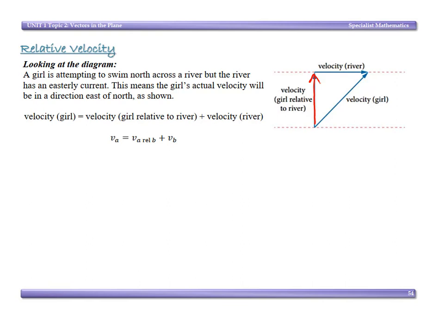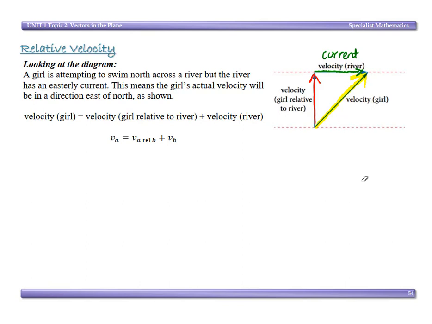So the girl relative to the river. Unfortunately, there's a current, and the current is an easterly current, so it's coming from the west going towards the east. So this is the current. So if you think about this, if you're trying to go to the north and you've got this current coming at you from the west towards the east, then of course you're going to end up going in this direction here, which is the final velocity of the girl.